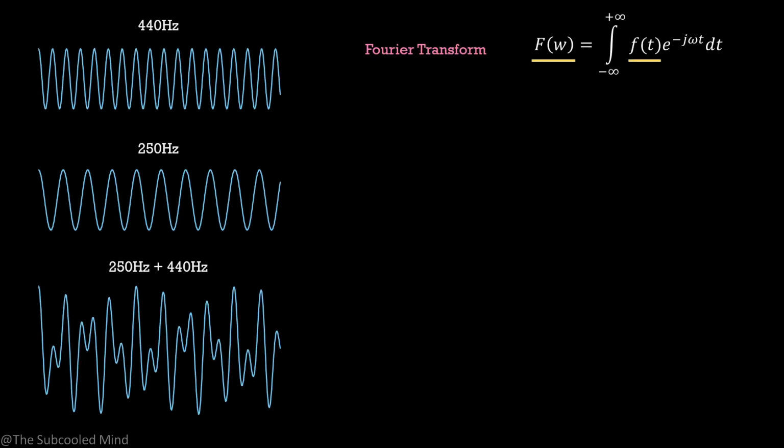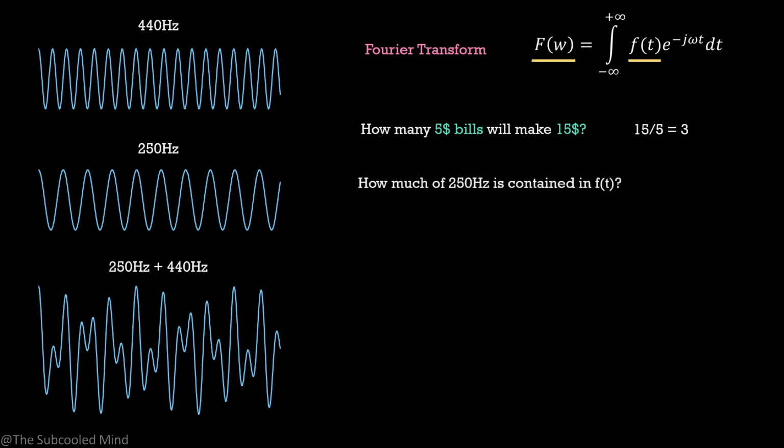If I asked you how many $5 bills would make $15, you would divide the total 15 by 5 and get the answer as 3. Similarly, we can ask the question, how much 250 Hz sinusoidal component is contained in the signal f(t)? In this case, we can do something similar. Divide f(t) by e^(j2π250t).